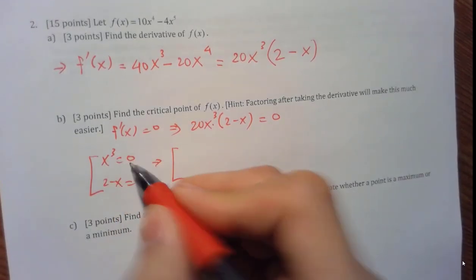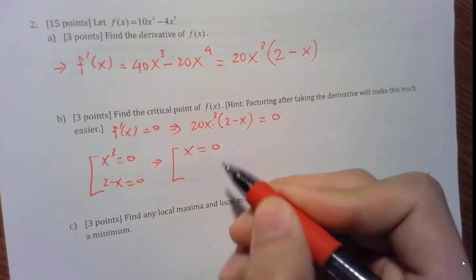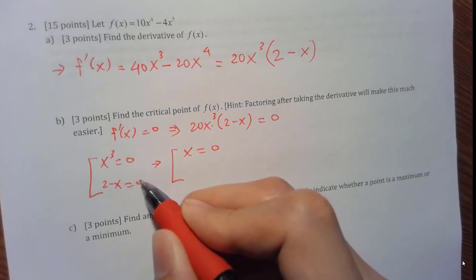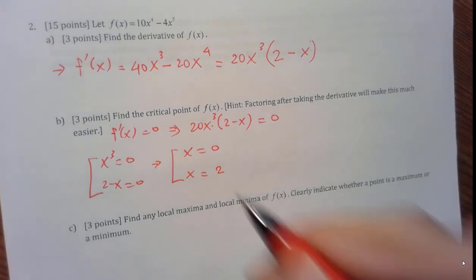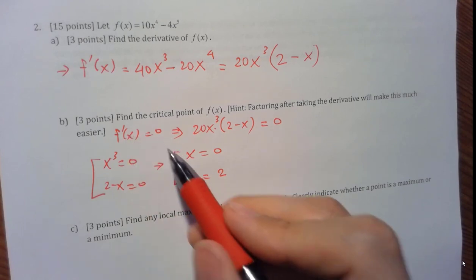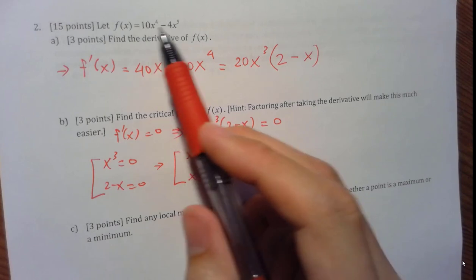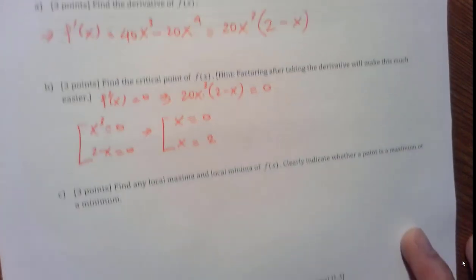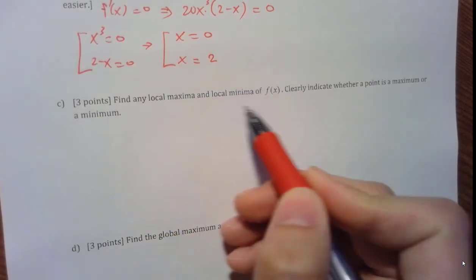So x cubed equals 0, take the cube root on both sides, so x should be 0. Then we move x to the right-hand side, so x should be equal to 2. So 0 and 2 are the two values that make f prime equal to 0, or these are the two critical points of this function. Now the next part asks you to find any local max and any local min.